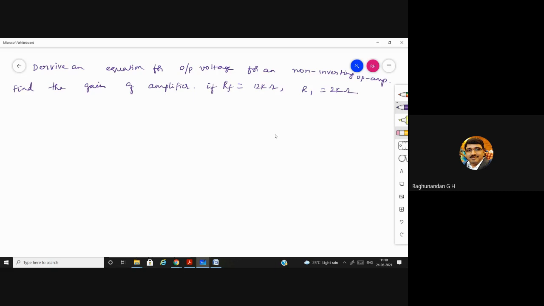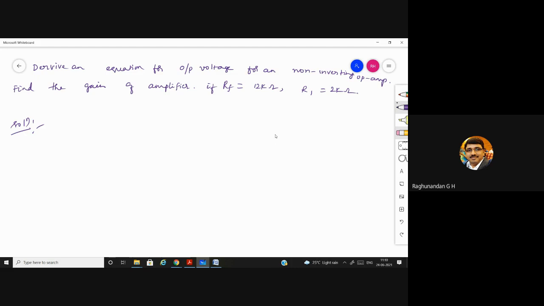Then to that equation, you need to substitute. Here, derive an expression for the output voltage of a non-inverting op amp. We have already done it in the discussions, so there is no need of doing it again. But in the exam you have to derive it. Since we have already done it, we will not repeat that again. I just wanted to inform you that this kind of question will also come.